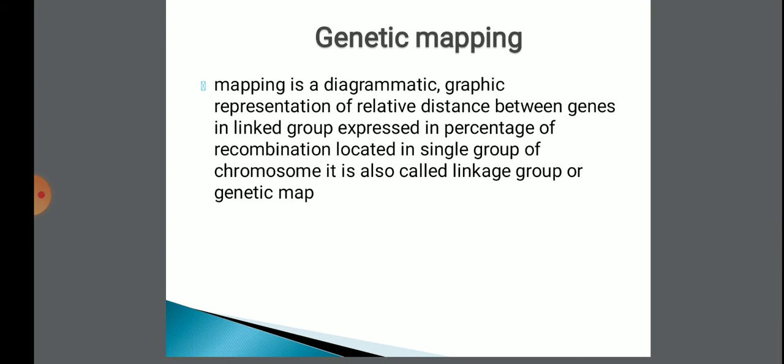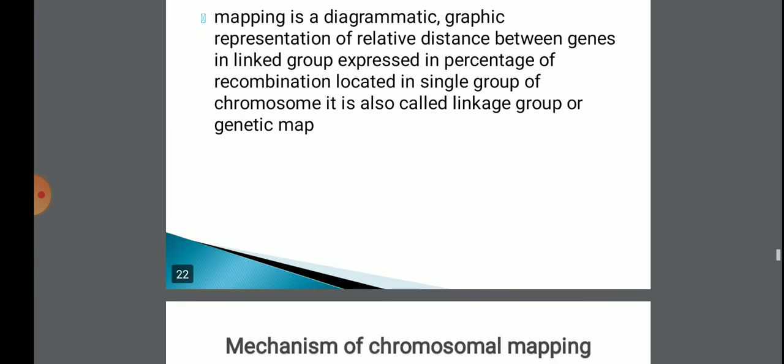Now genetic map. What is genetic mapping or chromosomal mapping? It is defined as a diagrammatic representation of the genes by their relative distance between them, and we find out this distance between the genes by their recombination, the crossing over percentage.